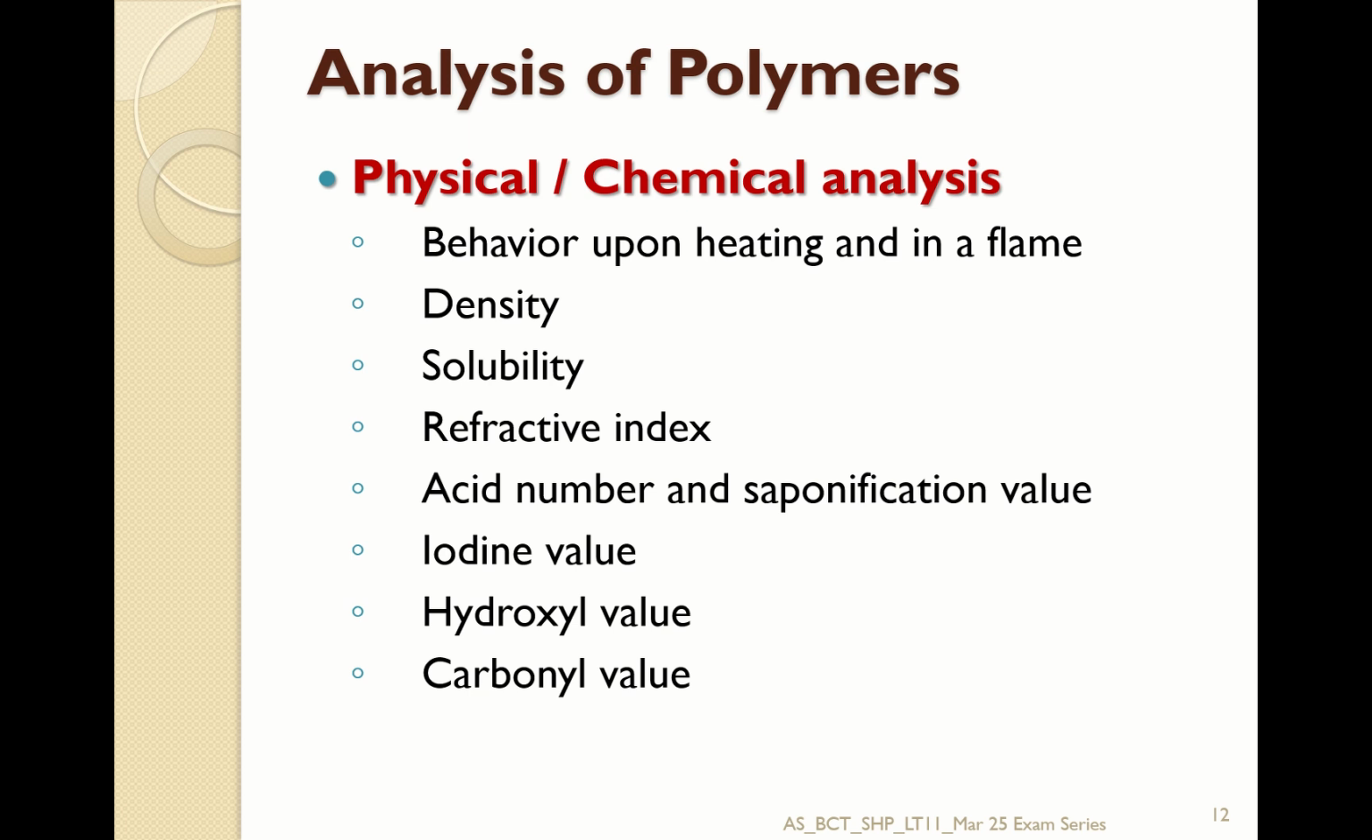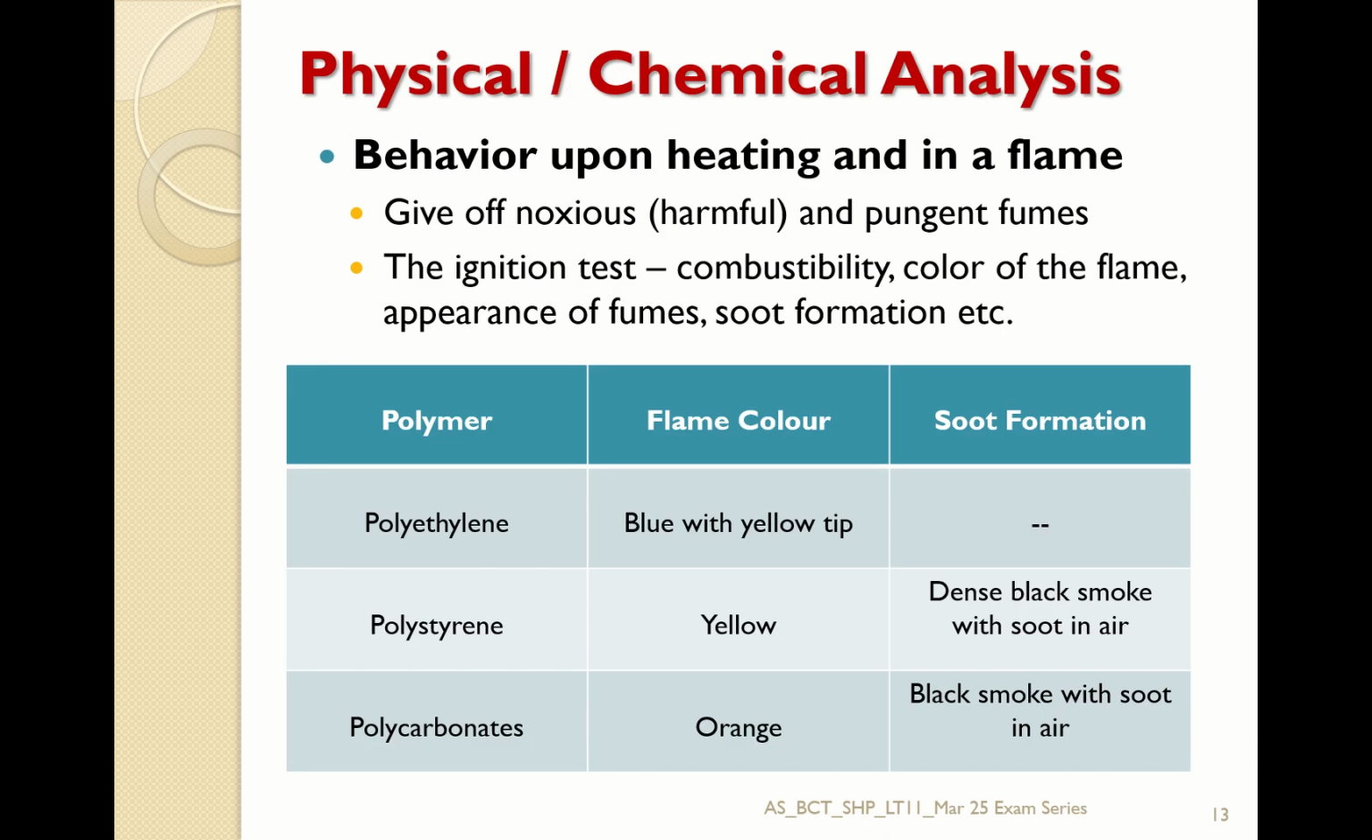Okay, so these are some of the tests that people do on the polymers. How it behaves when you heat it, density, solubility, etc. This one is the most common one. Let's say I'm given a plastic. I don't know what plastic that is. So the first thing I should do is just burn it in a Bunsen burner flame. Different plastics will have different flame colors. If you burn it in a Bunsen burner, the flame will change color according to the type of plastic. So in this way, you can roughly identify first what type of plastic you have.